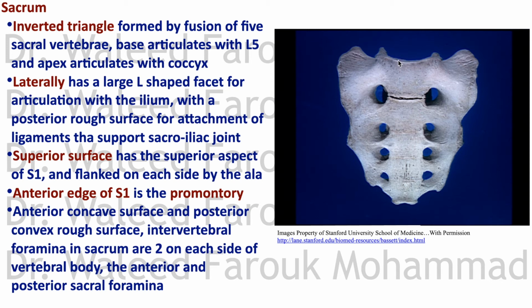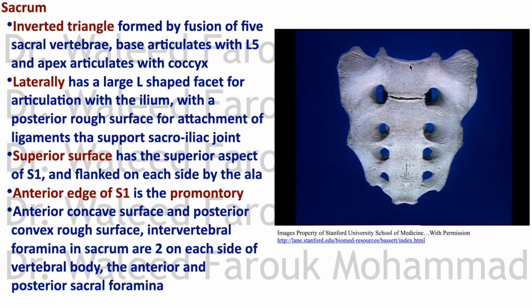the sacrum is angulated upon the lumbar vertebrae, so the L5 disc is thicker anteriorly than posteriorly, and a large facet on the lateral surface for articulation with the ilium, with a posterior rough surface area for attachment of the interosseous ligament that fills the gap between the two bones.